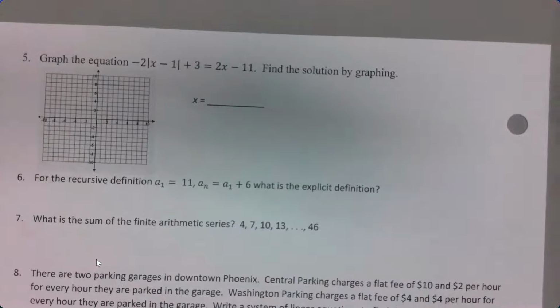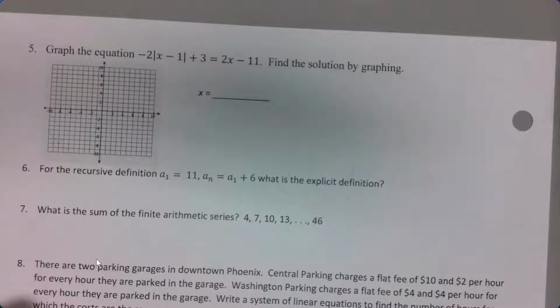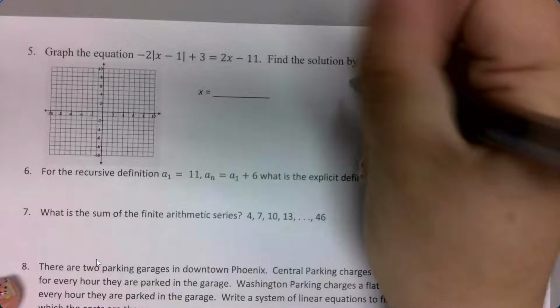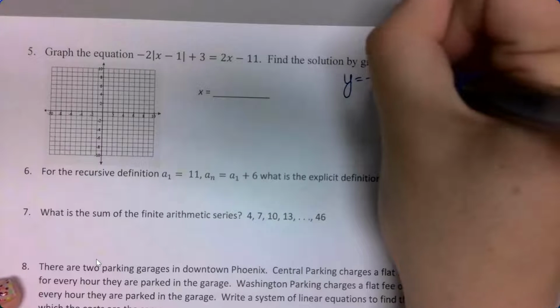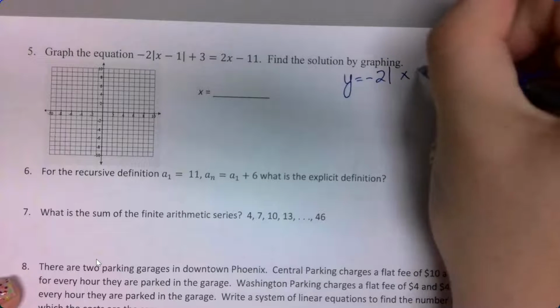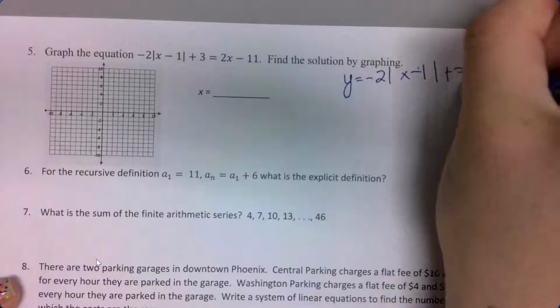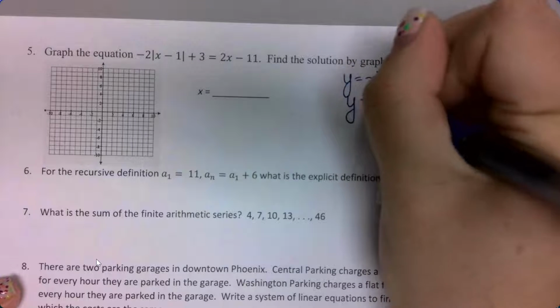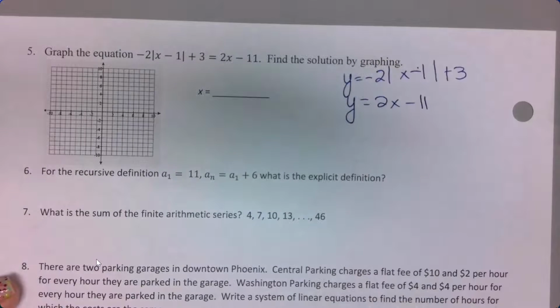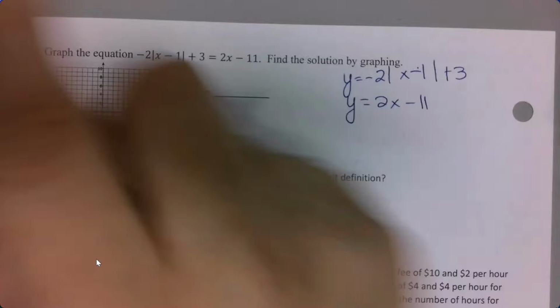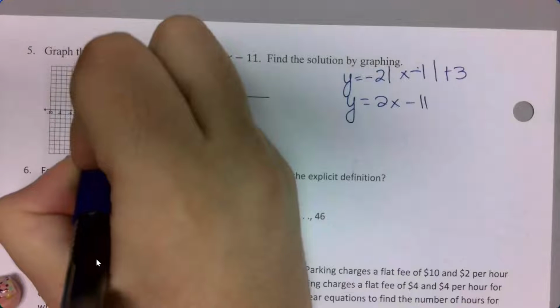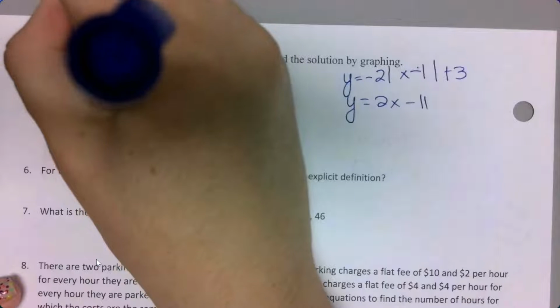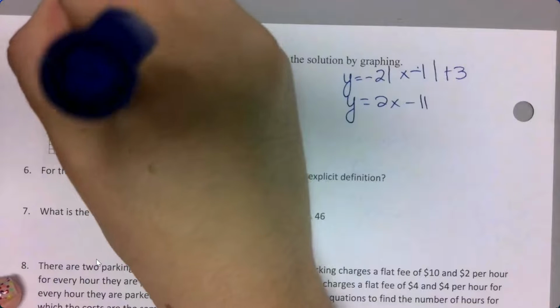Okay, this one wants me to graph the equation and find the solution by graphing. For this one, I want to split it up into 2 graphs. I'm going to have -2, absolute value of x minus 1 plus 3. And then I'm going to have y equals 2x minus 11. So this first one, it's going right 1, up 3. And then it has a vertical stretch of 2.